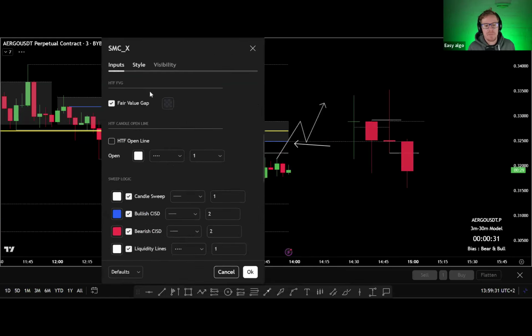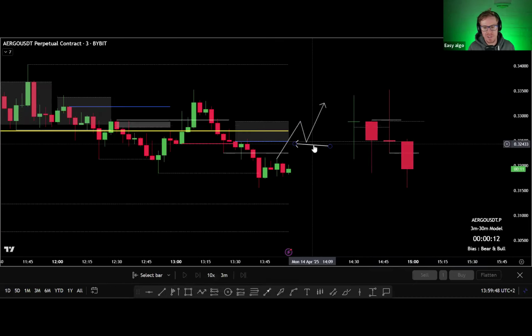The higher time frame lines work on whatever higher time frame you're showing. If this is a 30-minute, it's going to show you the 30-minute open line. If it's a daily, it's going to show you the daily. So it's going to adjust and change to whatever higher time frame you're showing. I just forgot to mention that.